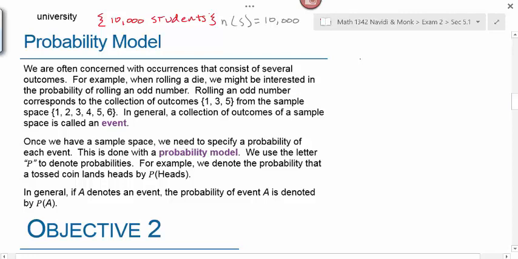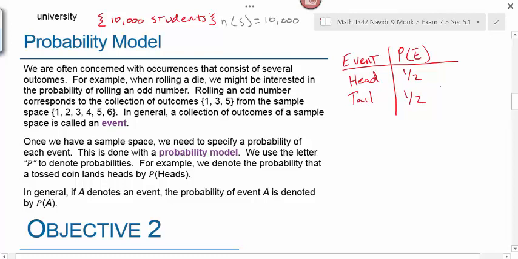In your probability model, typically we'll organize information in a table, and we would have our event listed here and then the probability of the event over here. For a probability model, if I had tossing a coin and getting a head, the probability of doing that would be 1/2. The other thing that I could do is get a tail. The probability of that would be 1/2. In order to have a valid probability model, all of these probabilities have to sum to 1.